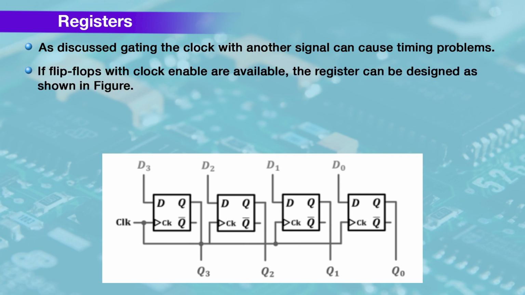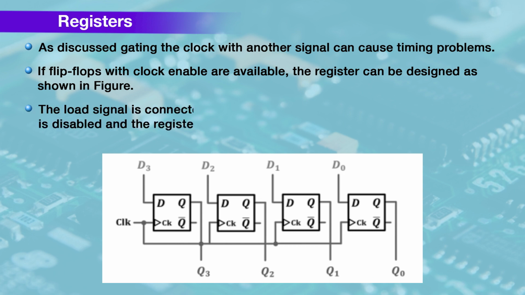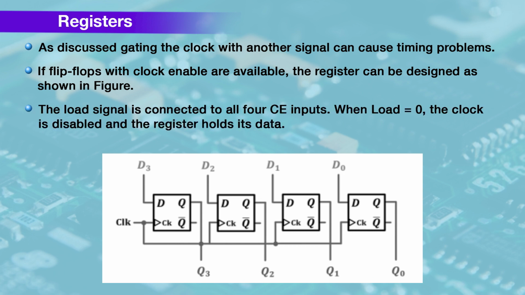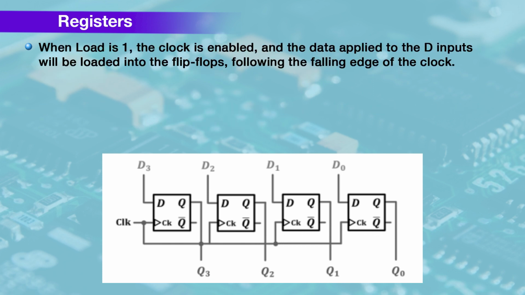If flip-flops with clock enable are available, the register can be designed as shown in the figure. The load signal is connected to all 4 CE inputs. When load is equal to 0, the clock is disabled and the register holds its data. When load is 1, the clock is enabled and the data applied to the D input will be loaded into the flip-flop following the falling edge of the clock.